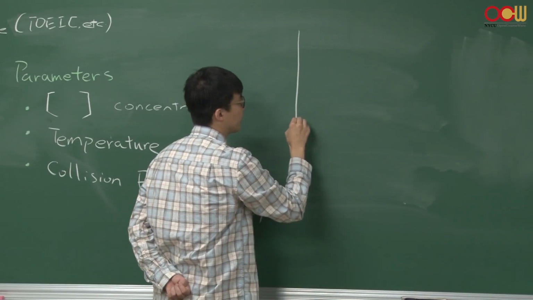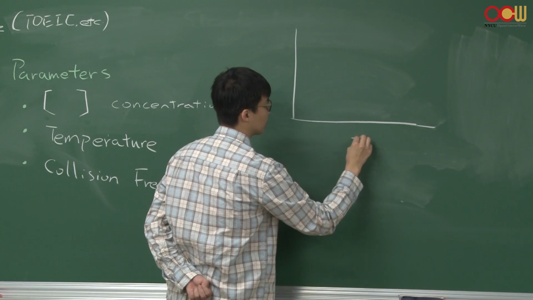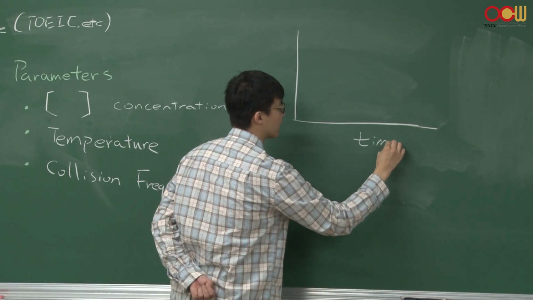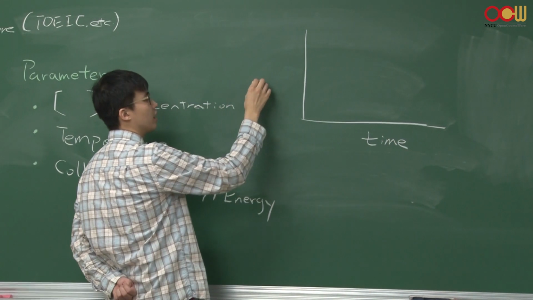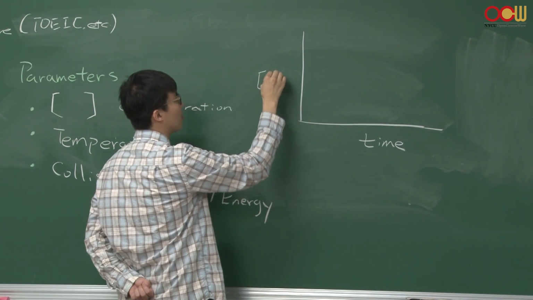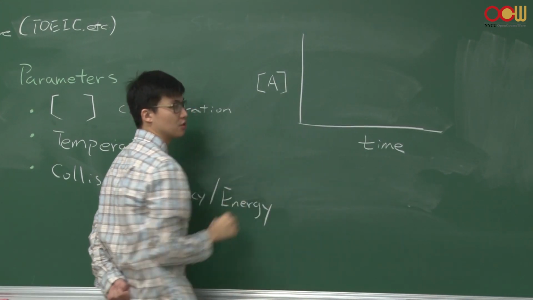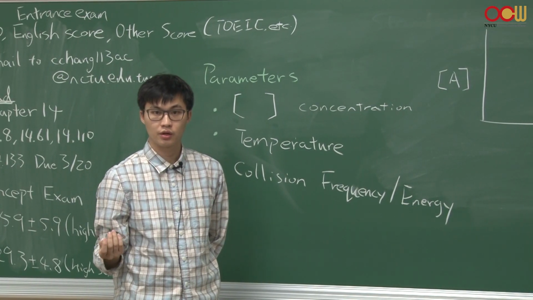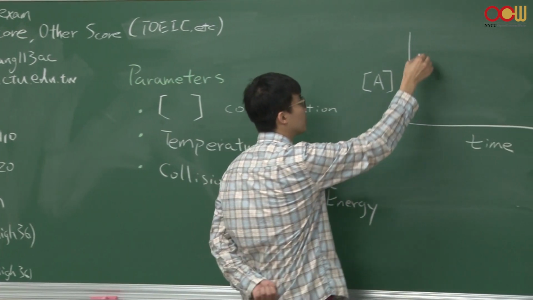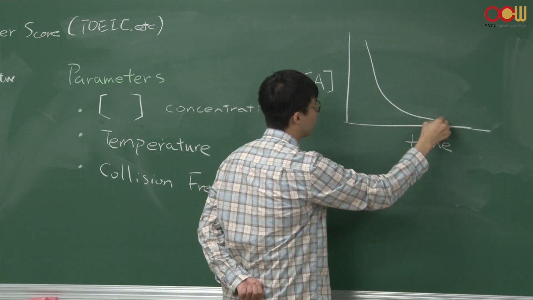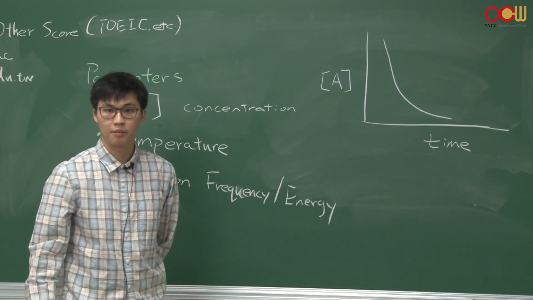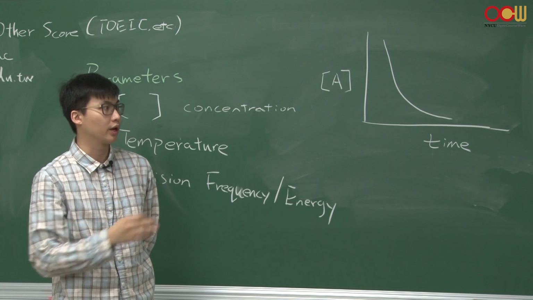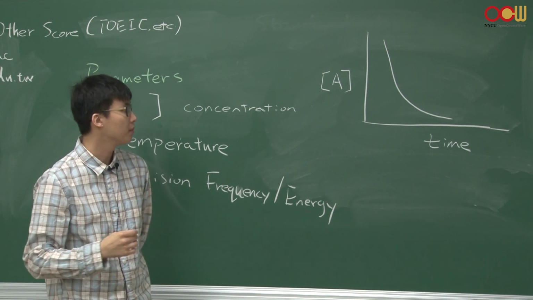So a typical kinetic plot would be having time as your x-axis, and for your y, you can monitor your reagent concentration, or you can monitor your product concentration, okay? But typically, let's start with a curve like this. It really depends on reaction order. We'll get to that in a little bit.